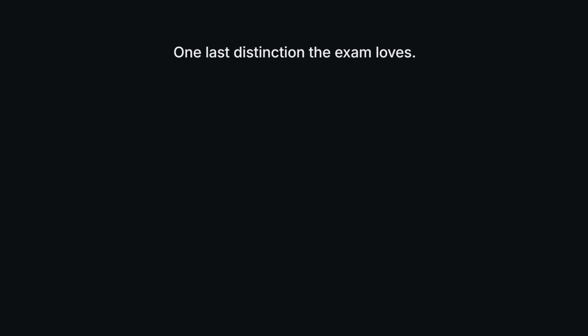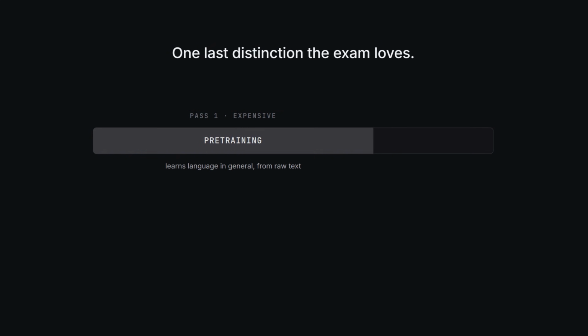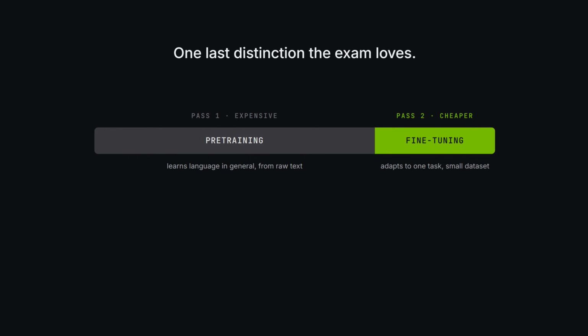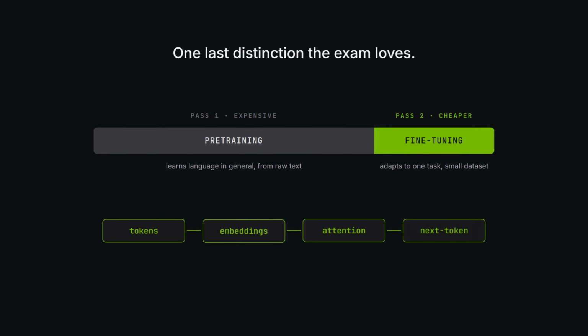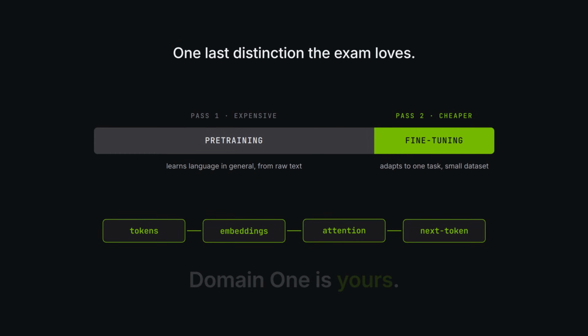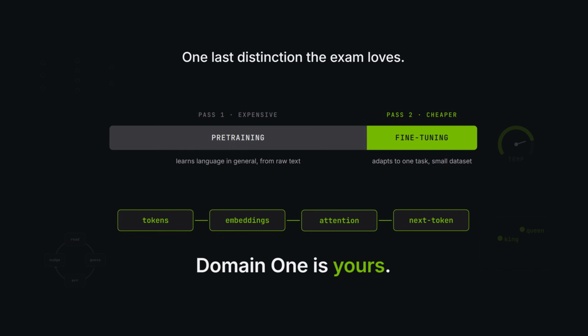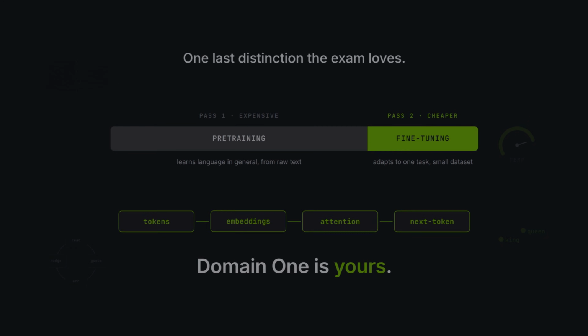One last distinction the exam loves. Pre-training is the expensive first pass, where the model learns language in general from raw text, while fine-tuning is a cheaper second pass that adapts that base model to a specific task or style on a much smaller dataset. Get comfortable with the flow from tokens to embeddings to attention to next token prediction, and Domain 1 is yours.